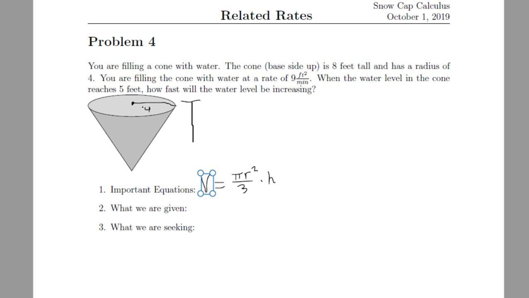And the height of the whole cone, so we'll go ahead and draw a little bar here, that is 8. We're filling up the cone with a rate of 9 cubic feet per minute. And the water level in the cone reaches 5 feet, so we're interested in about right there. So we're interested when this is all filled with water down in here. So we'll draw another little bar. We'll say this is 5.